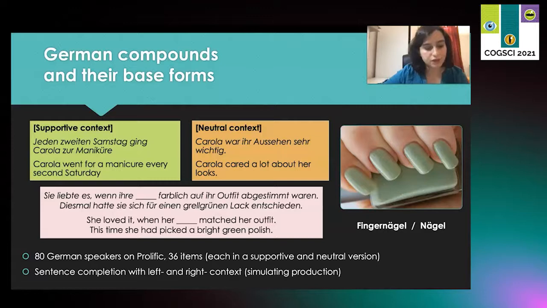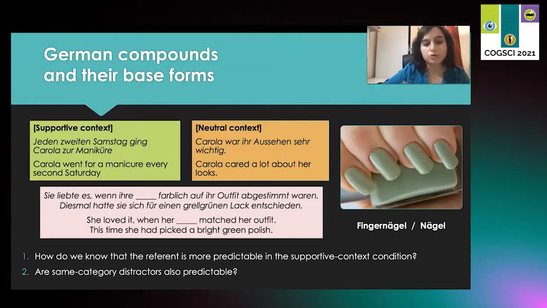We carried out a study on Prolific with 80 German speakers, 36 items, each in a supportive or neutral version. This was a sentence completion study with left and right context. Why did we have both the left and the right context? Because here we want to simulate production. And in production, arguably, people would always know what they will say next.